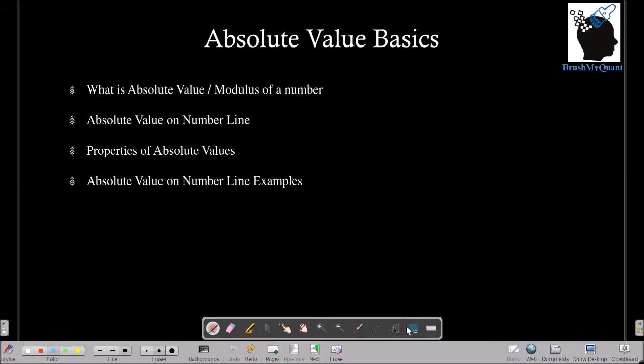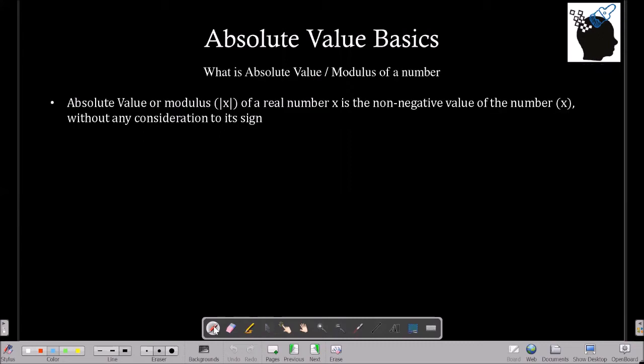In this video, we are going to talk about what is absolute value or modulus of a number, then how to represent absolute value on a number line. Then we'll talk about a couple of properties of absolute value, and then we will see some examples of absolute values on number lines. So let's get started with the definition of absolute value.